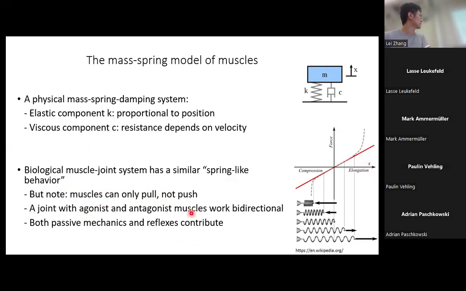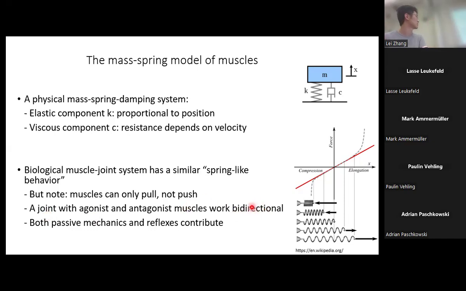And also, because we have these agonist-antagonist muscle pairs, that means the force is always on two sides. Even if you can only pull on one side, pulling the other side is equivalent to pushing. So you can adjust these two springs to make movement.